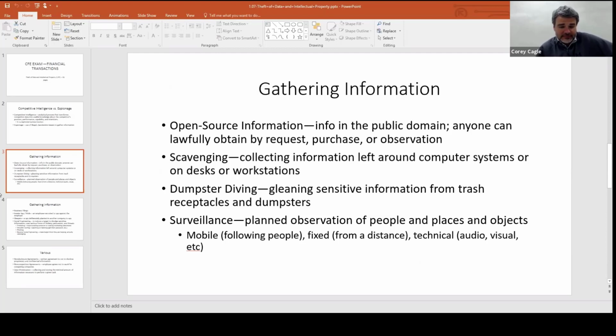Surveillance. Y'all know what surveillance is. You're spying on folks, and they go into specific types where you are following people. You're mobile. You are in a fixed position looking at it from a distance, or you have technical surveillance where you're tapped into audio or visual or things like that. So all this is good testable stuff.